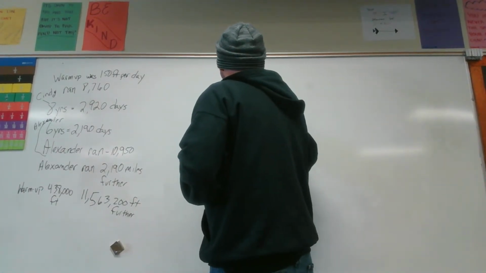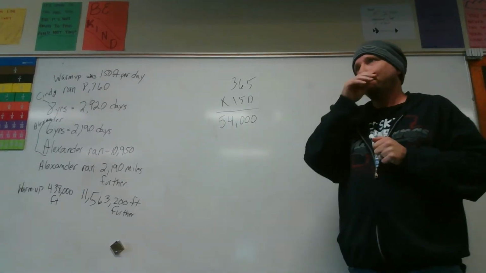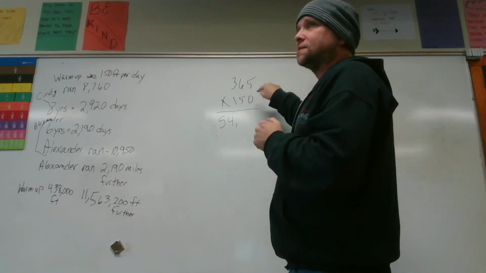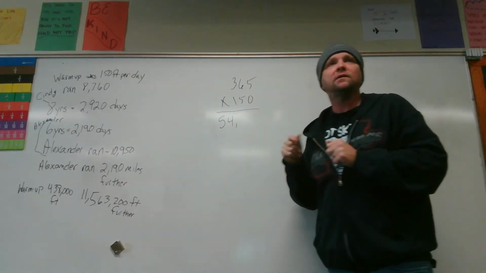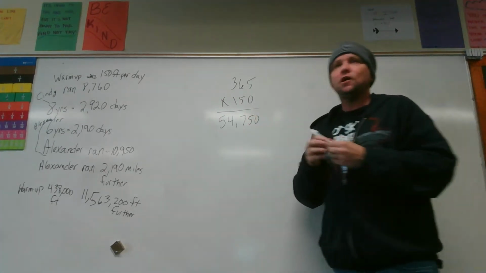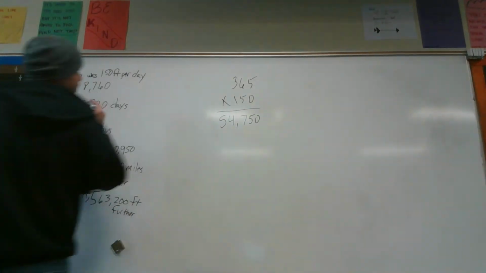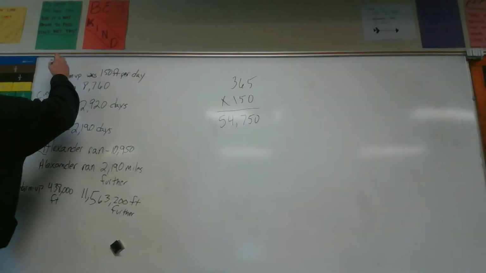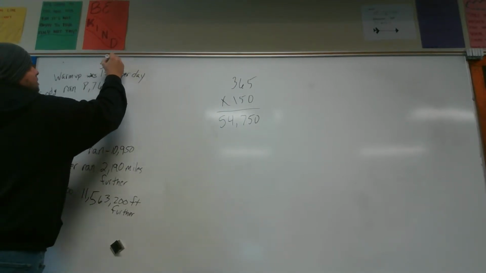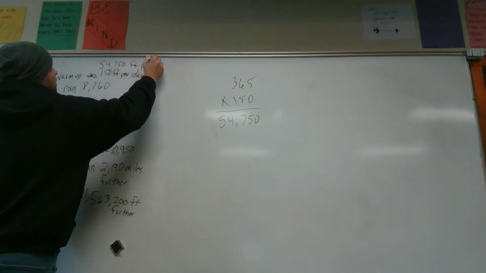Are we answering the one where it says this? Yeah, it's 54,750. This problem, 365 times 150. So her warm up was 54,750 feet per year.